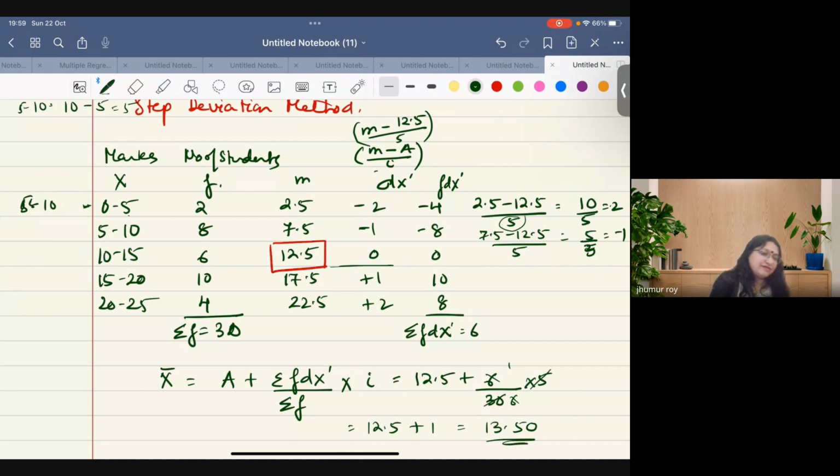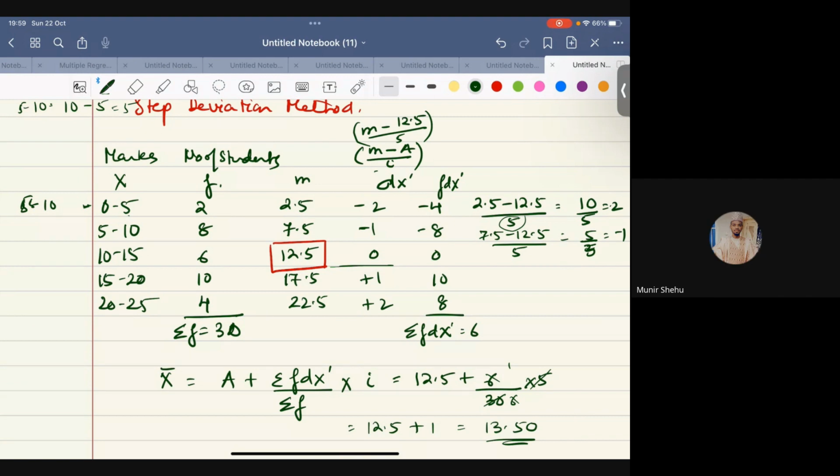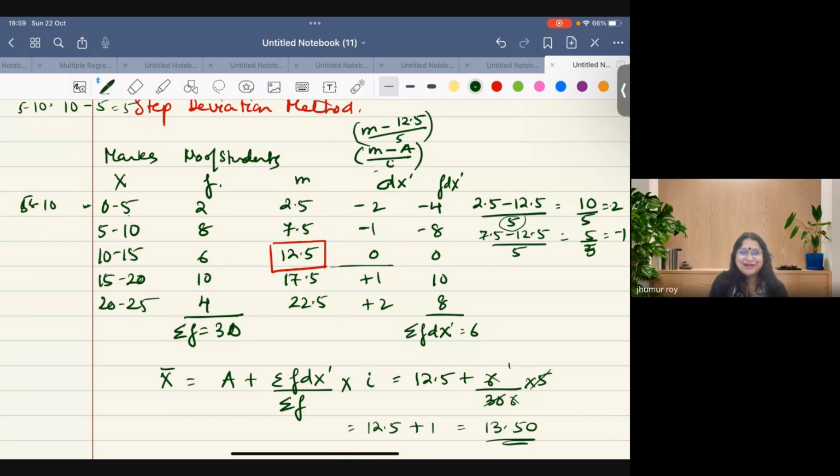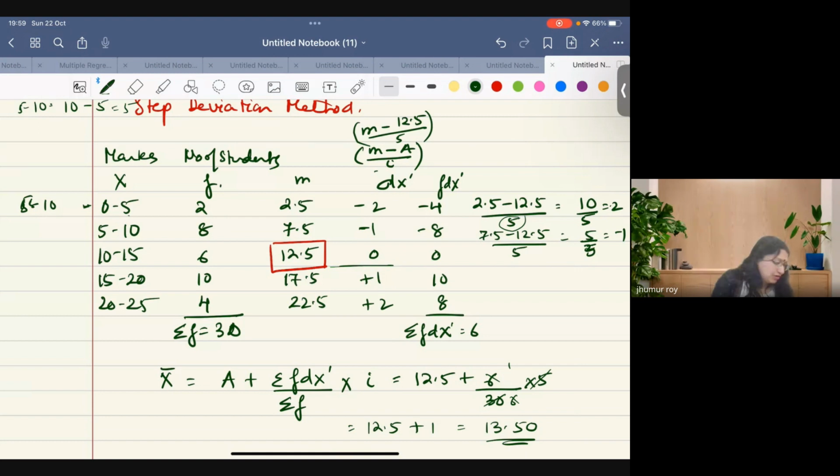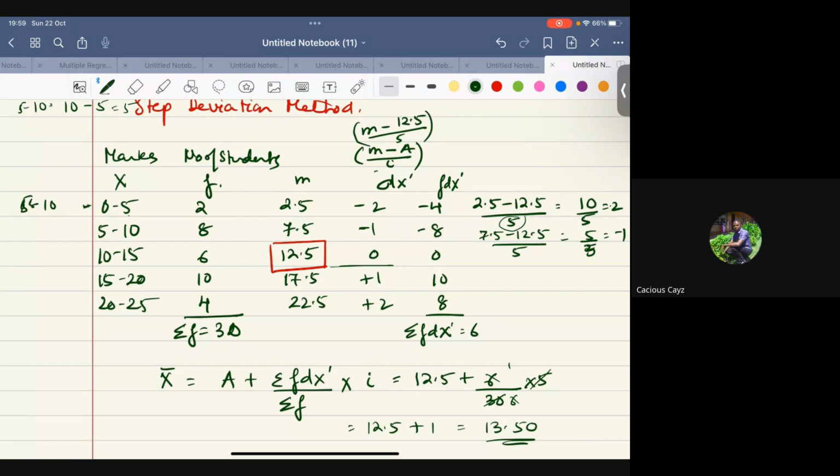Is it clear to everyone? Now everybody is clear with this method? Do you want to do one more question, or should I go to the next method? Do another question.